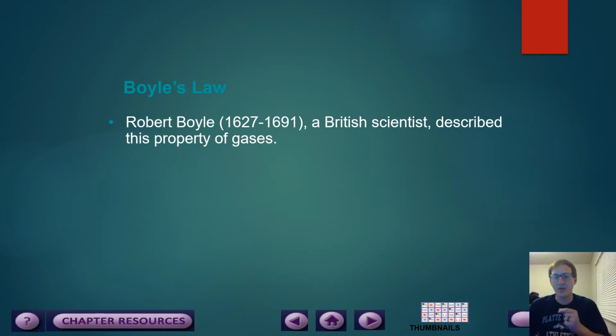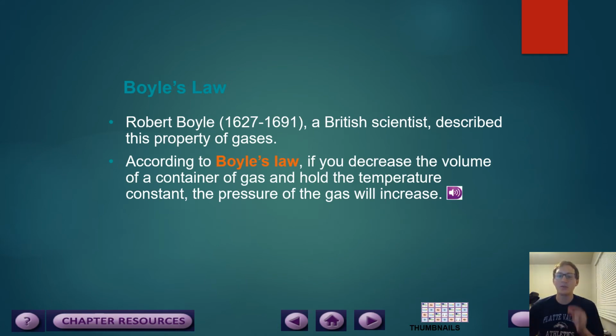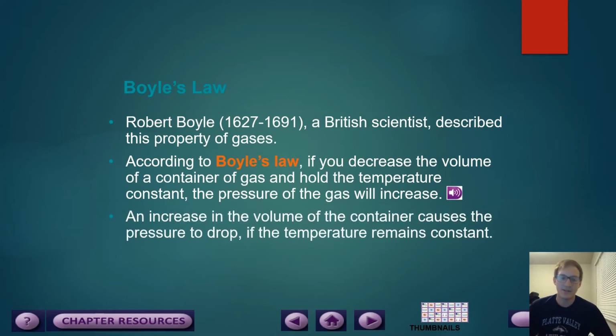Robert Boyle, a British scientist, described these properties of gases. According to Boyle's law, if you decrease the volume of a container and hold the temperature constant, so you're not increasing or decreasing the temperature, the pressure of the gas will be increased. An increase in the volume of the container causes the pressure to drop. Again, in this case, we are keeping temperature constant because, as we know, if you increase temperature, then you can increase the movement of your particles, and that can cause something different to happen. So we're trying to keep temperature the same in order for Boyle's law to take effect.